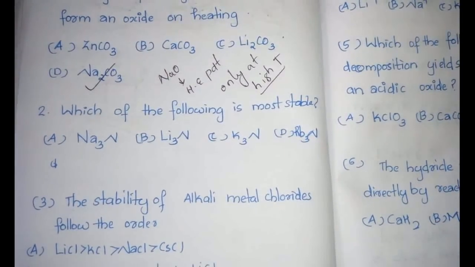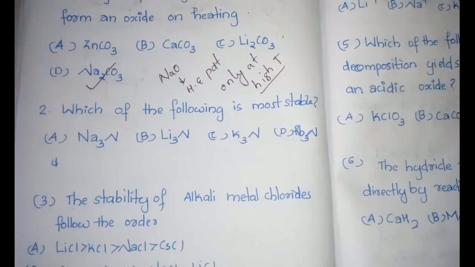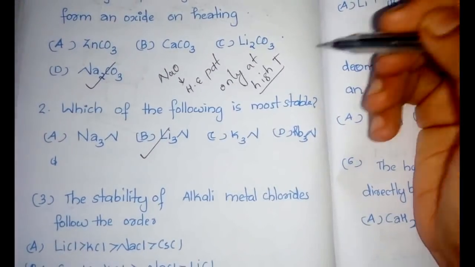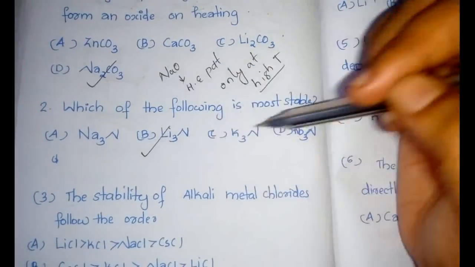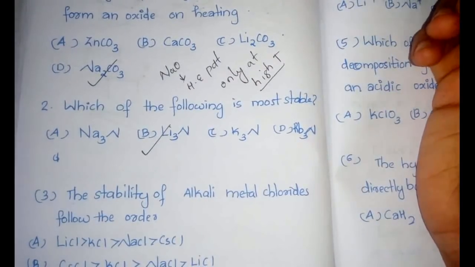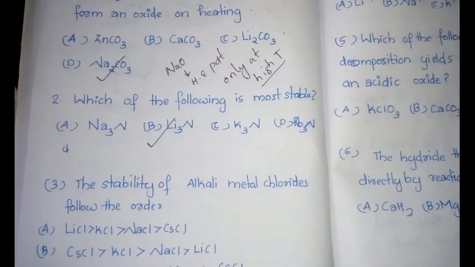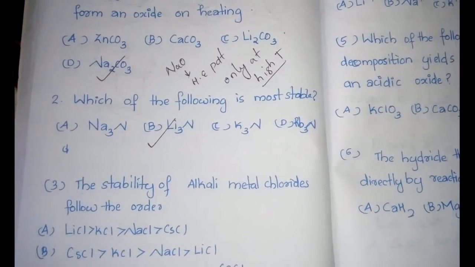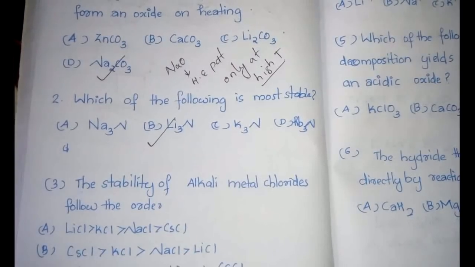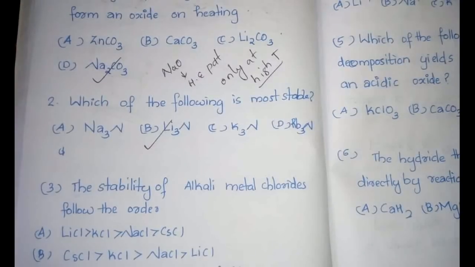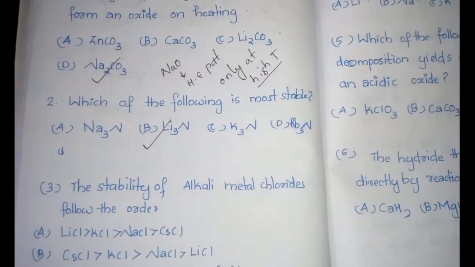The second question is, which one of the following is most stable? The most stable one here is option B, Li3N, and it is because of the size consideration. Comparing all of these, Li has the smallest size, and therefore it will form the more stable compound. According to Fajan's rule, the smaller the cation and the larger the anion, the more stable it will be, and therefore Li3N is the most stable among all the four.